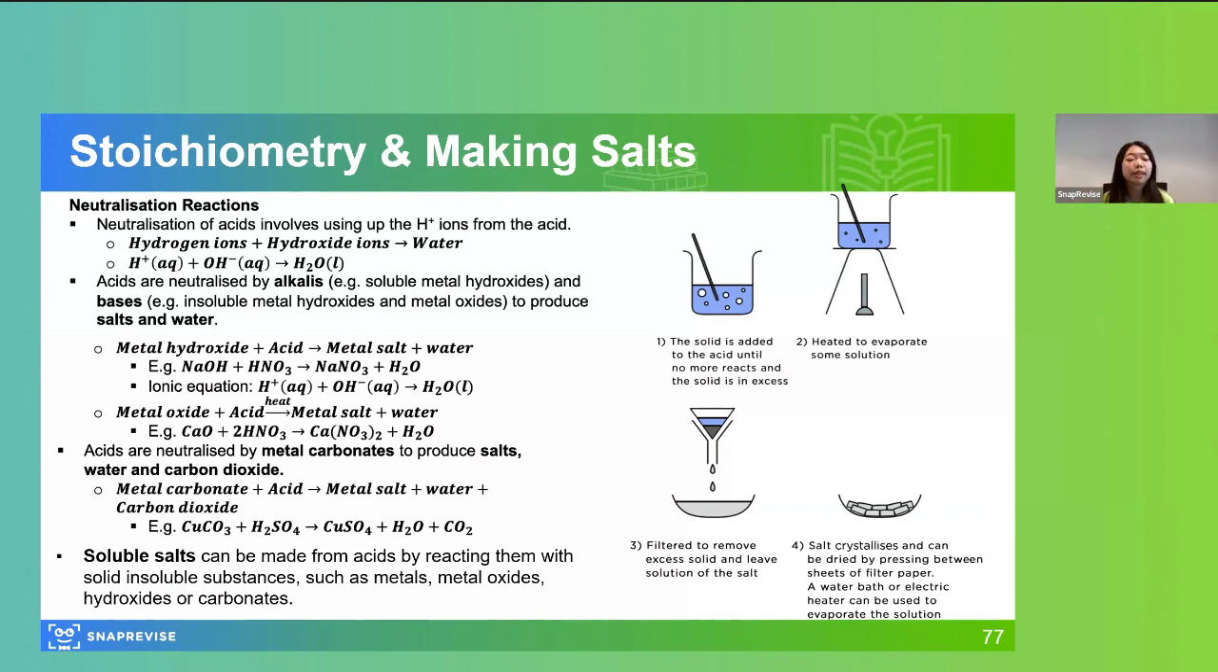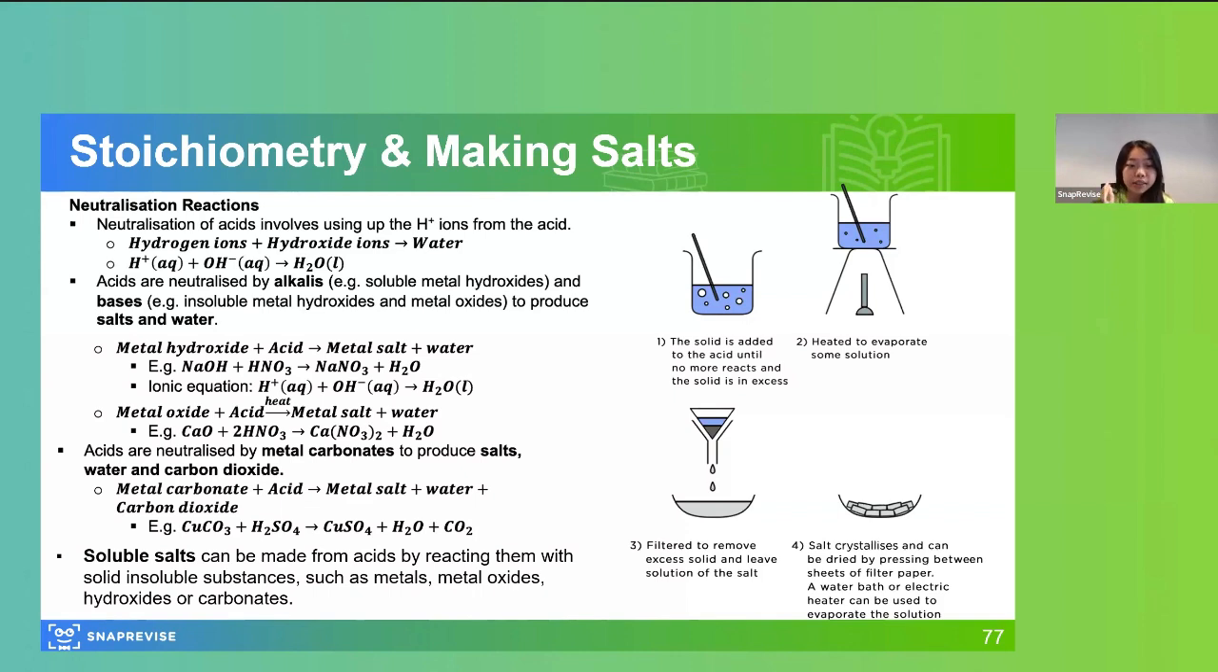So let's look into the 3 different types of equations. First, the metal hydroxides and the acids. If you react a metal hydroxide with an acid, you're going to get a metal salt and water. It's the same thing with metal oxides. If you react it with acid, you're going to get a metal salt and water. The only difference is that with metal oxides, sometimes you do need to heat it up for the reaction to take place. But generally, the reactions will always give you a salt and water. Again, neutralization reactions always give you an ionic equation of H+ + OH- gives you H2O, as you can see here.